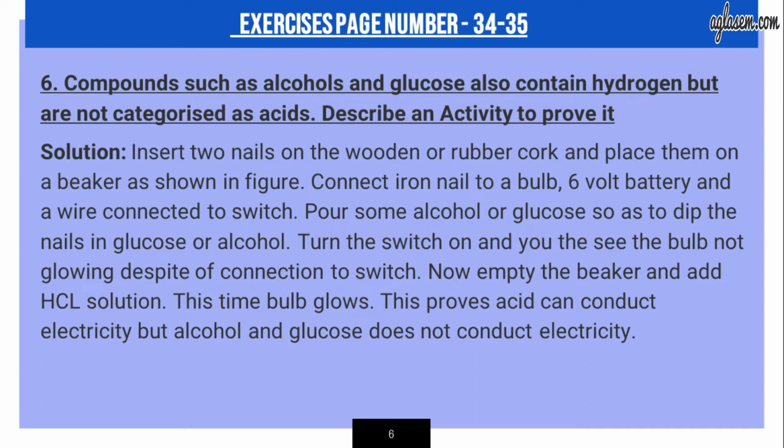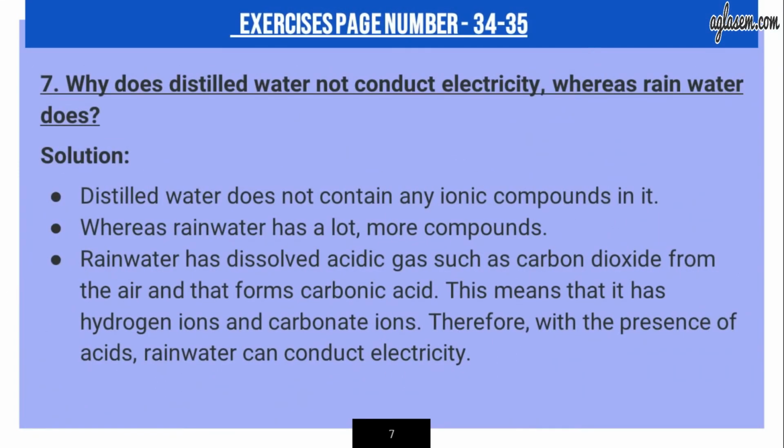This is all for question number 6. Moving to the next, that is question number 7, which says: why does distilled water not conduct electricity whereas rainwater does? Solution: distilled water does not contain any ionic compound in it, whereas rainwater has a lot more. Rainwater has dissolved acidic gas such as carbon dioxide from the air, which forms carbonic acid. This means that it has hydrogen ions and carbonate ions. Therefore, with the presence of acid, rainwater can conduct electricity.